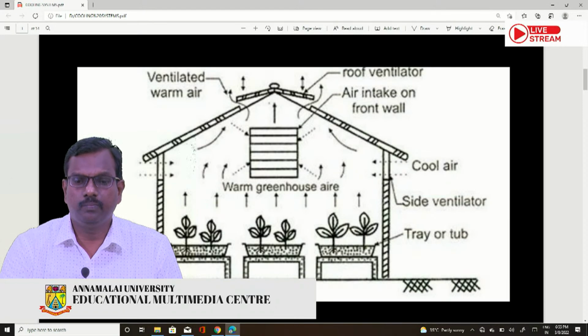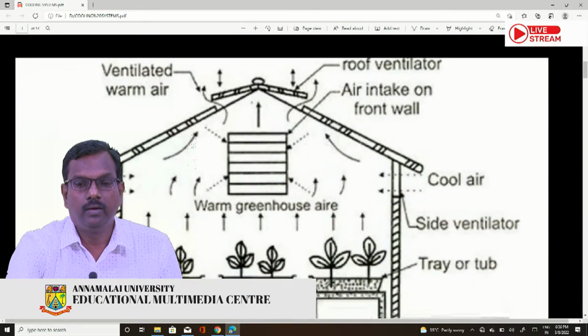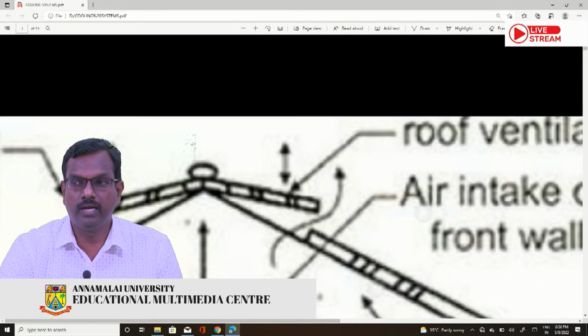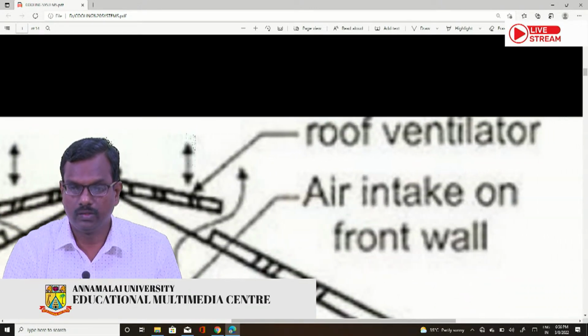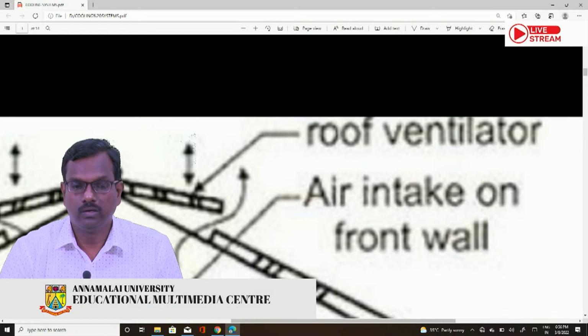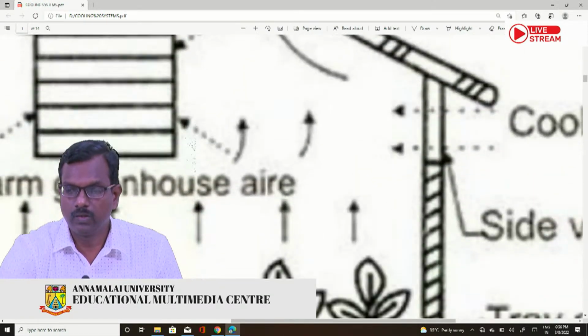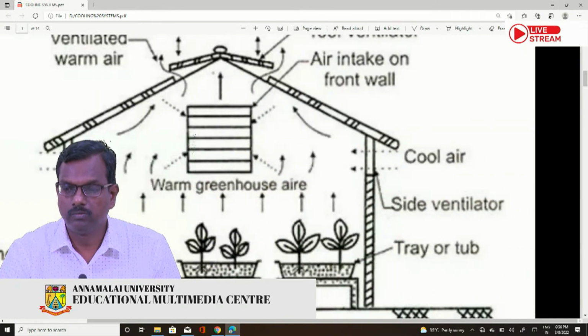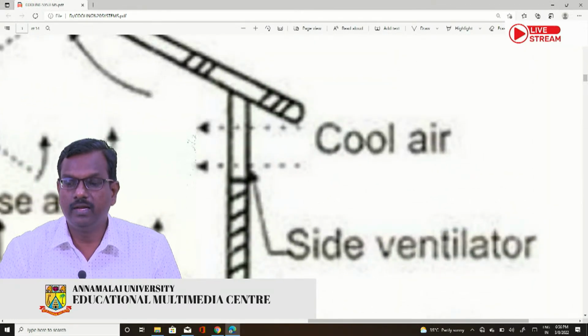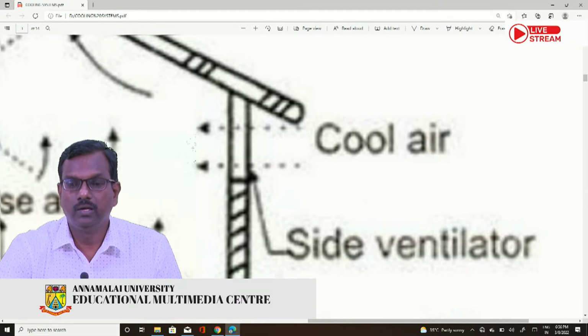So in this pictorial representation of the greenhouse, you can see the roof ventilation at the top of the greenhouse. Right? You can see the side ventilation on the side of the greenhouse. Right?